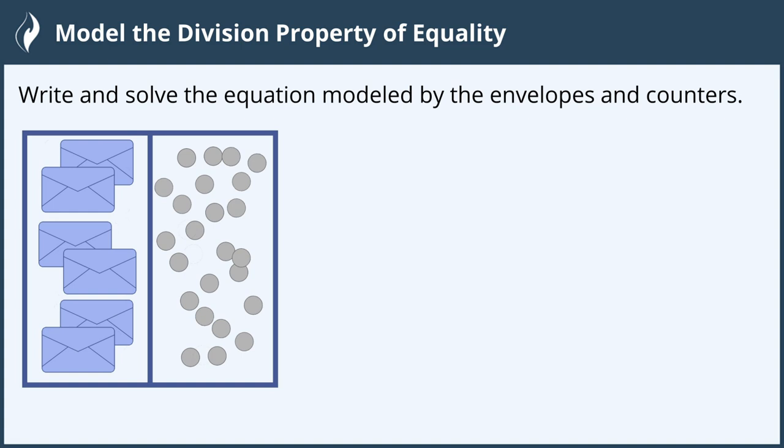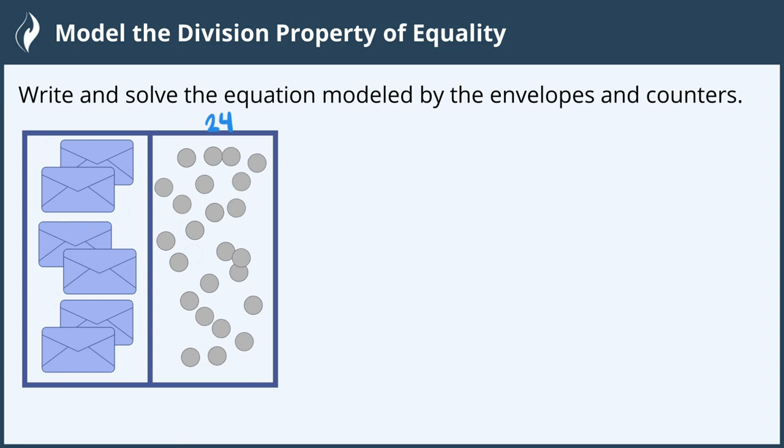Here we have a picture with 6 envelopes on the left-hand side, and to save us time, I went ahead and counted that there are 24 counters on the right-hand side. We know that the amount of counters on the left and the amount of counters on the right are equal. We just don't know how many are in each of the envelopes.